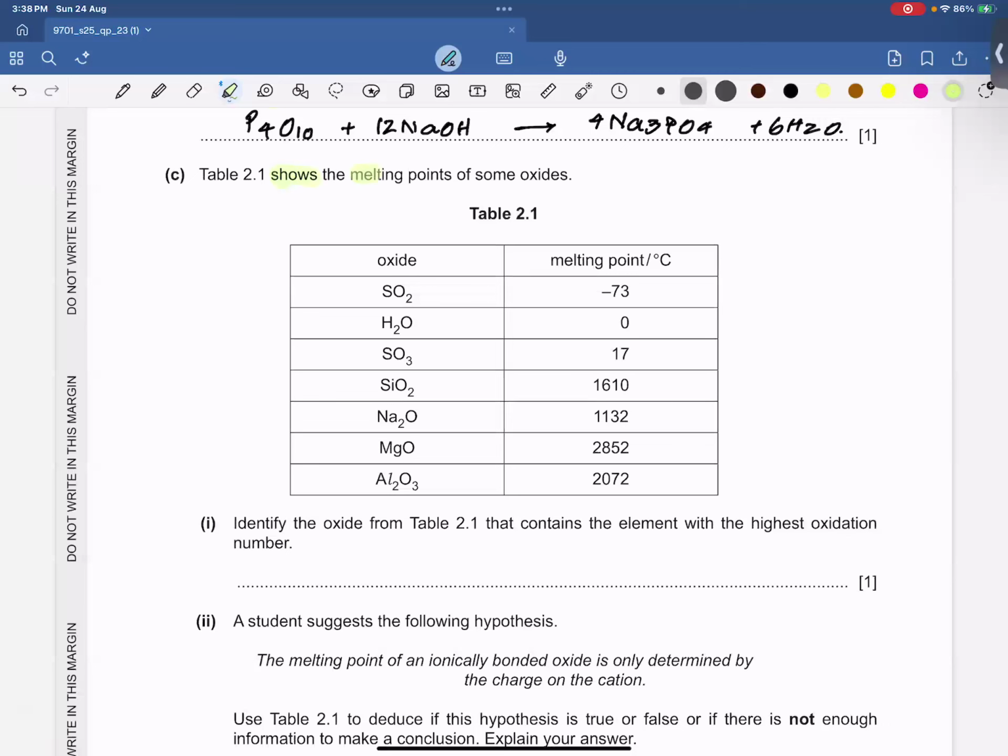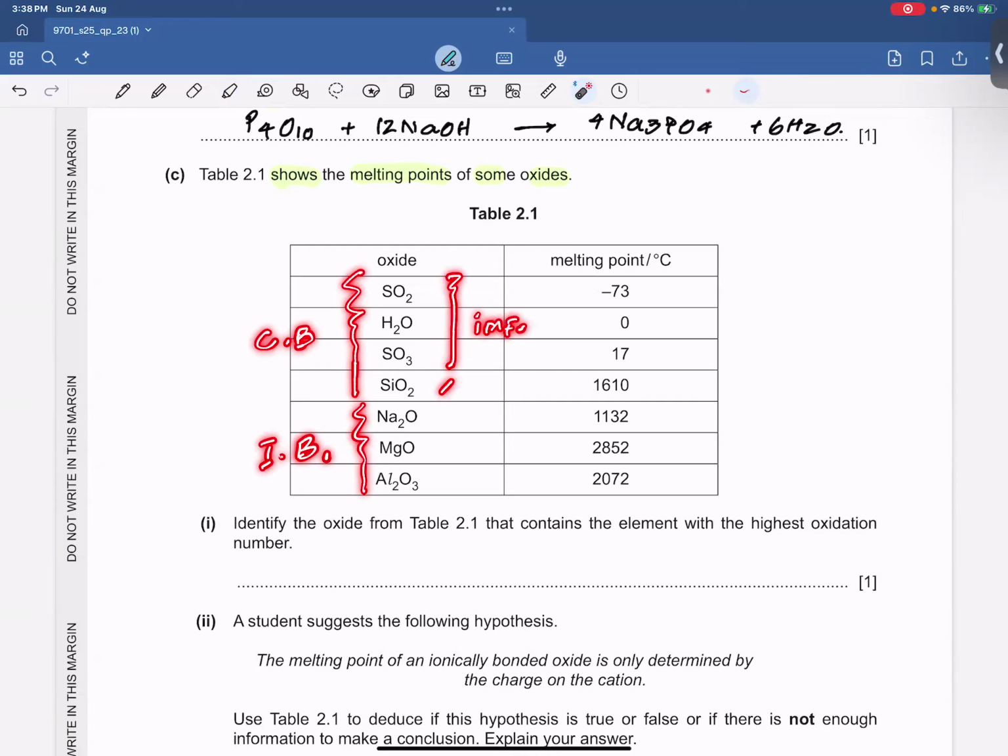Table 2.1 shows the melting points of some oxides. Some of them exhibit covalent bonding and some of them exhibit ionic bonding. So these are the covalent bonding ones. These are the ionic bonding ones, right? In detail, these oxides exhibit intermolecular forces. It has no intermolecular forces, and these oxides have electrostatic attraction. So just remember this entire concept for this part of the question, okay?